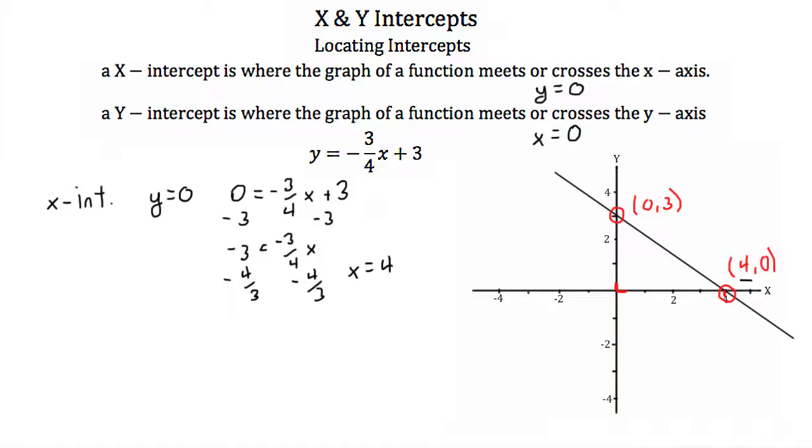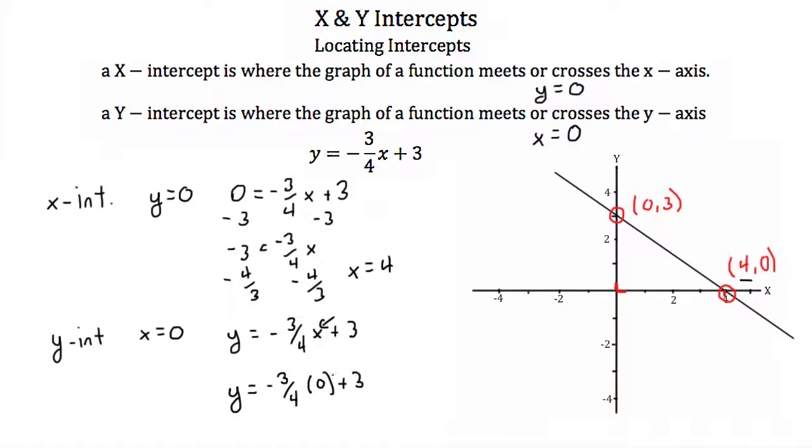Now if we want to find our y-intercept, we know that x has to be equal to 0. So instead we'll plug 0 in for x. Here's our equation again, and we plug in 0 for x. So we get y is equal to negative 3/4 times 0 plus 3. Now anything times 0 goes to 0, so our y is equal to 3, which is what we found earlier.